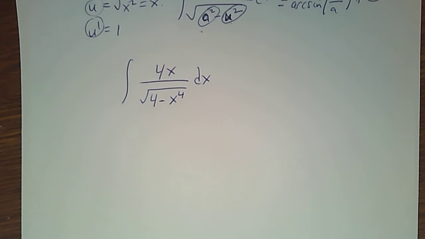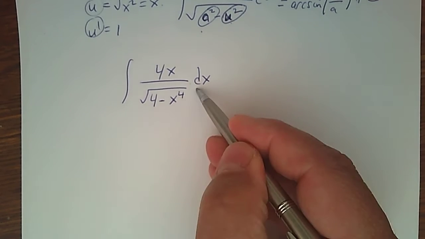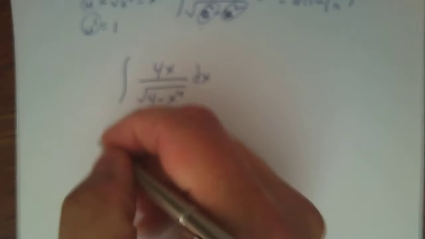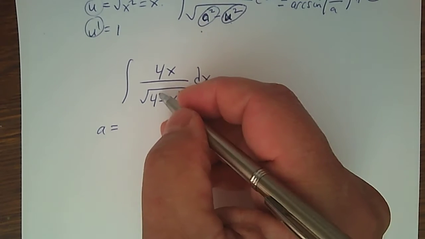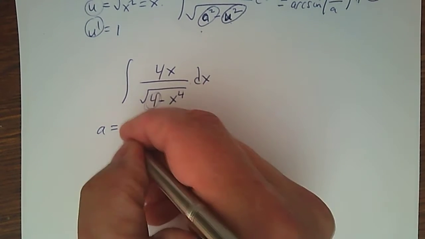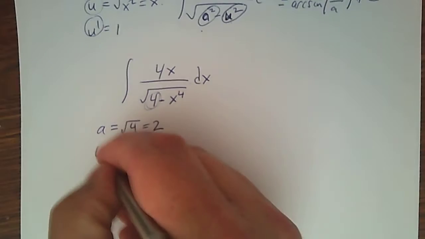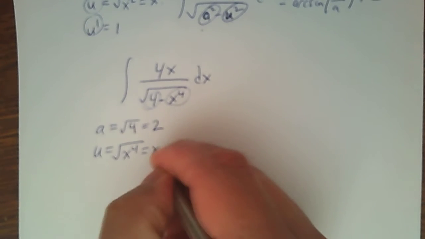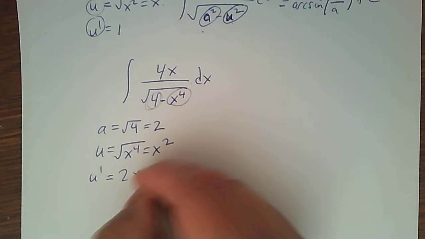All right, so what do I see here? So you can write it down. I want to know how to integrate this and why it's arcsine. So it's a fraction, square root, and it's a constant subtract something else. That's what I'm looking at. And so to do that, I'm going to write down what a equals. This is a way to organize it. A is this number, the constant, but it's the square root of it. So it's the square root of 4, which is 2. U is what it's subtracting, so it's the square root of x to the 4th, which is x squared. And then u prime is the derivative of that, which is 2x.